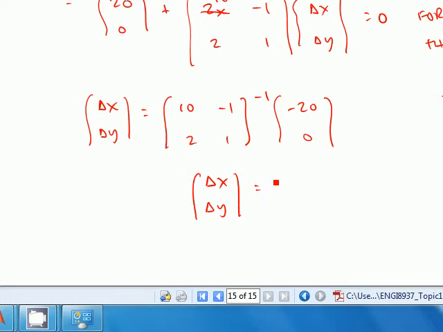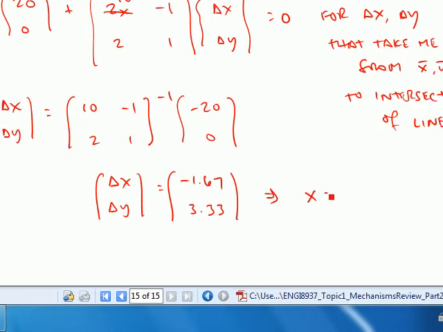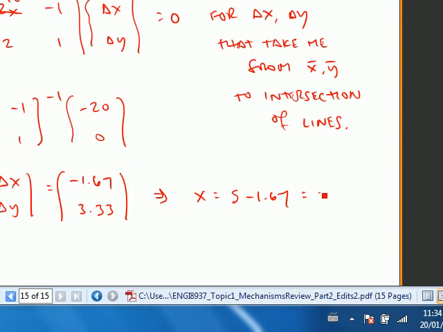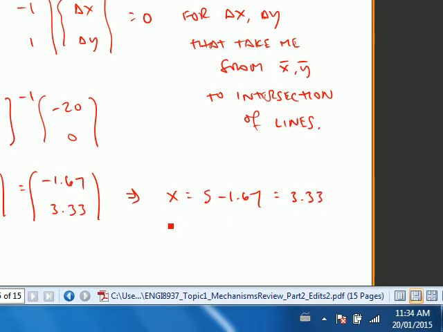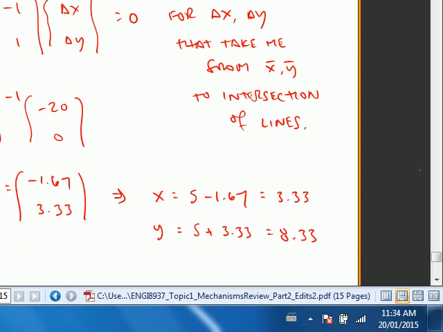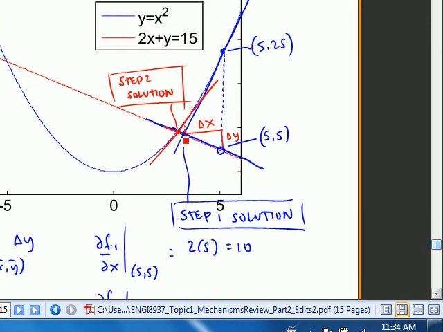They come out to be minus 1.67 and 3.33. And if you apply those to your initial guess, you end up moving over to x equals 3.33 and y equals 5 plus delta y, 8.33. So that point, 3.33 and 8.33, that is this intersection point.